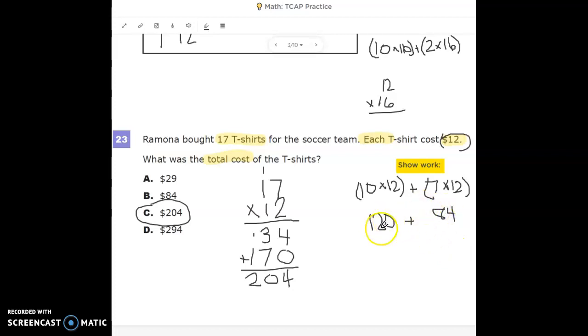Now I'm going to add these partial products together. I can stack them if I need to. 0 plus 4 is 4. 2 plus 8 is 10. I got to carry that 1. Then 1 plus 1 is 2. So again, I get that same answer, $204.